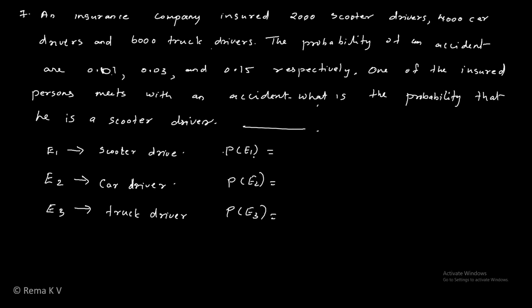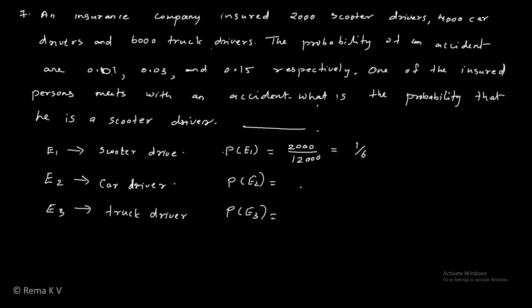Probability of being a scooter driver is equal to 1 by 6. That is the number of scooter drivers, 2,000, and the total number of people considered here is 2,000 plus 4,000 plus 6,000, which is 12,000. So probability of E1 is 1 by 6.